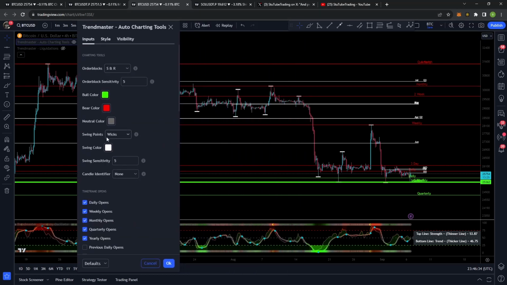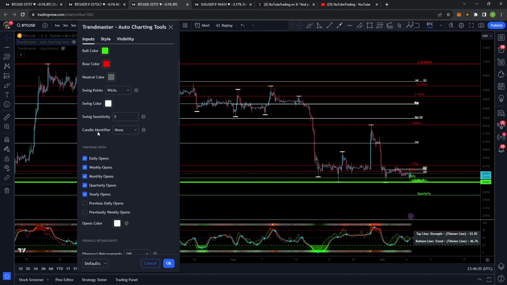Swing points, I was kind of talking about that earlier. That's these little white lines here, just showing where basically a pivot point is. I have it selected to wicks. Some people prefer looking at candle bodies. I prefer wicks. When I'm drawing trend lines and everything, I really prefer wicks. I want to see those exact touch points. And then obviously you can adjust your sensitivity as well.